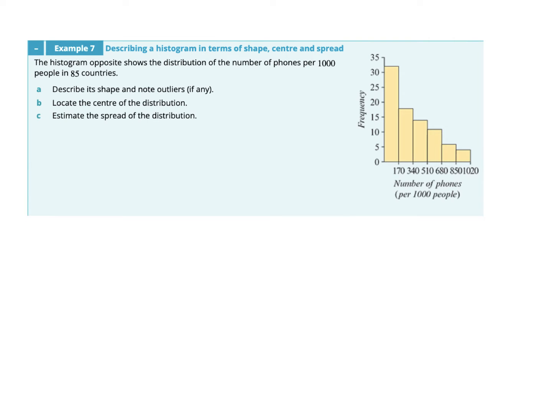So this is that example there, and I'm going to go through it. We can describe the shape and note if there are any outliers. All we have to write here is positive skewed. Okay, so that's fine. Part B I'm going to do here is you're trying to find the center. The center, I've told you, is when you're going to quote the median.